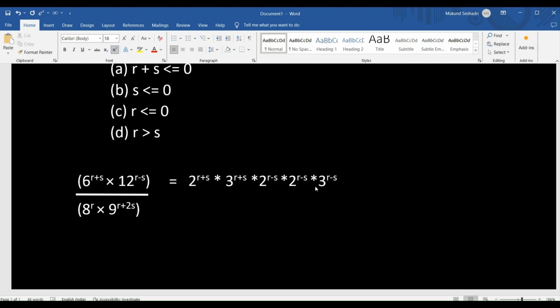And similarly, 12 is 2 into 2 into 3, right? So 12 to the power r minus s becomes 2 to the power r minus s into 2 to the power r minus s into 3 to the power r minus s, right?